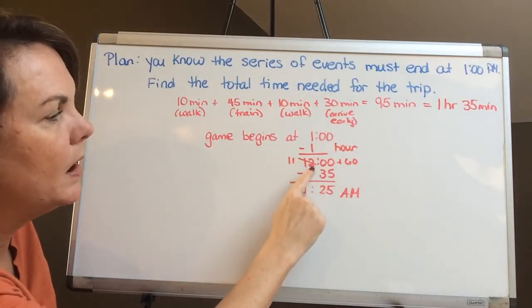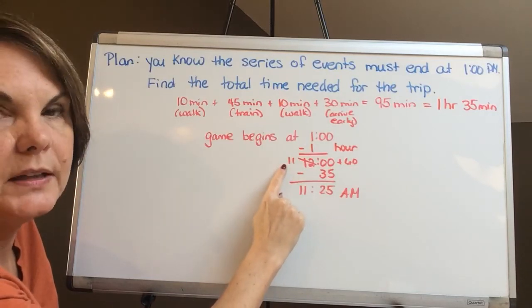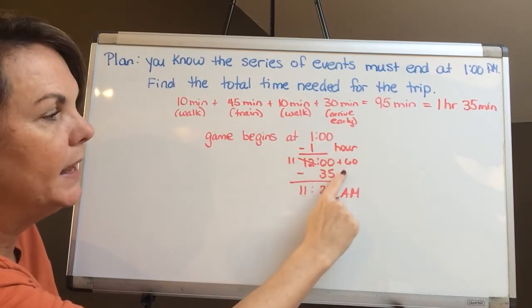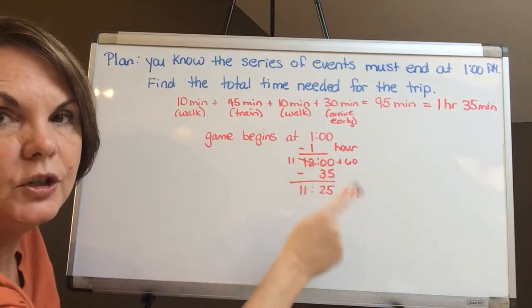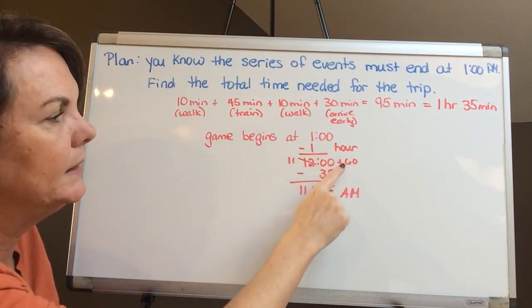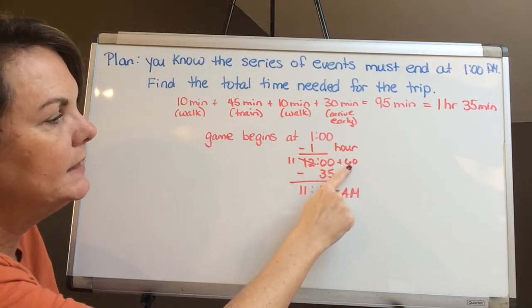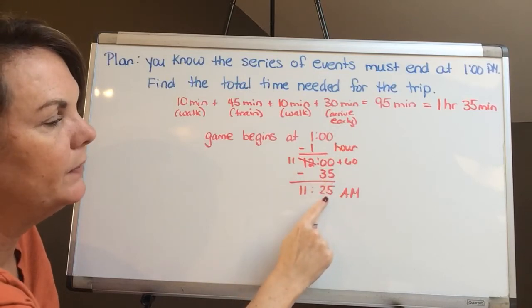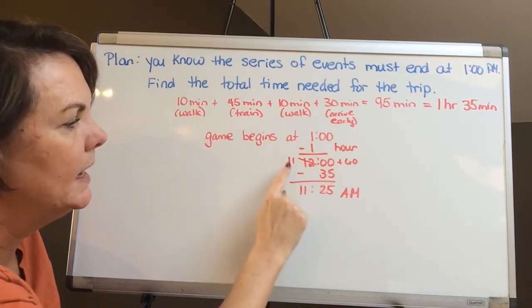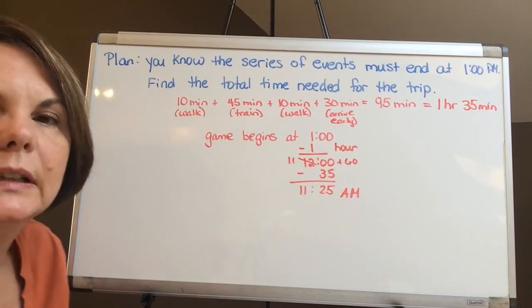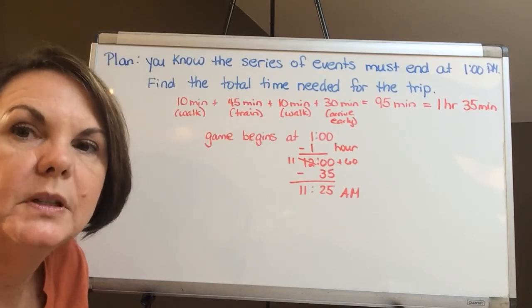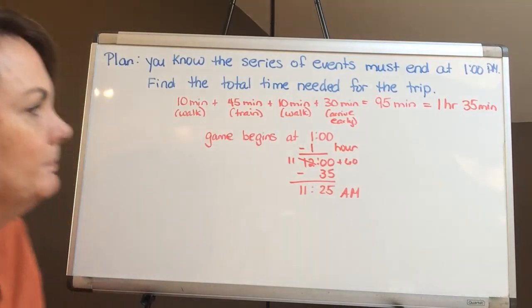So if I borrow the 1 hour, that's going to make it the 11 o'clock, and I'm adding on 60 minutes. I'm just changing it from 1 hour to 60 minutes. Now I can do 60 minutes minus 35 is 25 minutes and bring down the 11. I should leave at 11:25 a.m. to be there on time. All right.